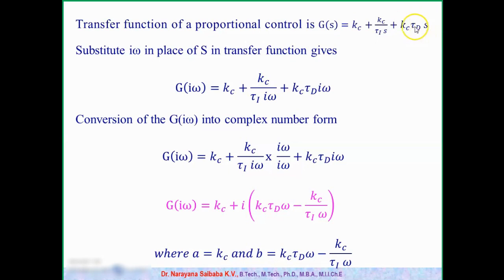Second step is, now we have to replace these s terms with i omega. Then your equation will become like this: Kc plus Kc by tau_I, in place of s we are writing i omega. Similarly here, Kc tau_D, in place of s we are writing i omega.